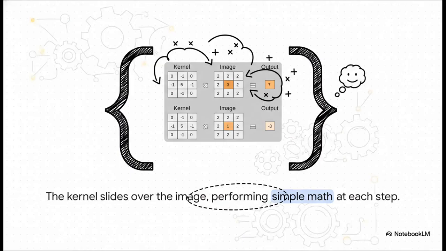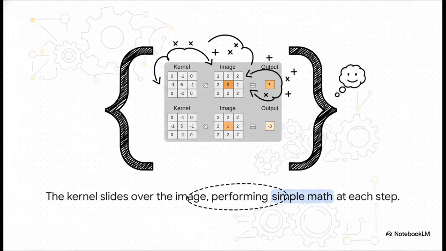Now check this out, because the math is way simpler than it looks. Take a look at that top example. The kernel is placed over a little patch of the image. You just multiply each number by the one it's sitting on top of. So 0 times 2, -1 times 2, 5 times 3, you get the idea. Then you just add up all those results, and boom, you get one single number, 7.